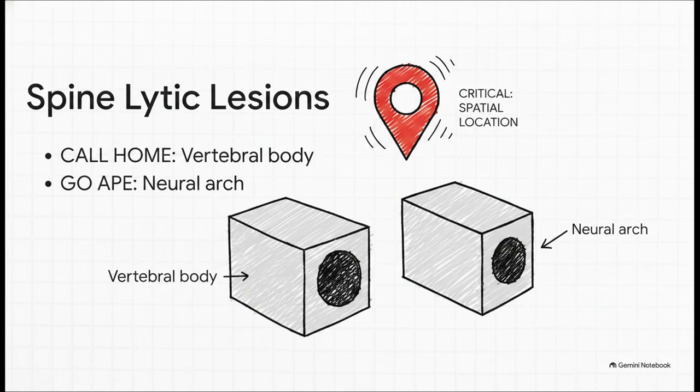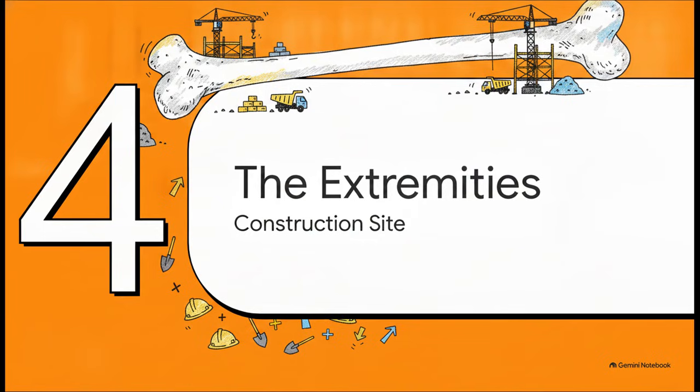So call home covers lesions right in the main vertebral body, like chordoma or multiple myeloma, while go ape covers lesions sitting back in the neural arch, things like giant cell tumor or osteoblastoma. Literally, just by identifying the zip code of the lesion on the block, you've cut your differential right in half. Moving right along to Section 4, Extremities, the construction site.